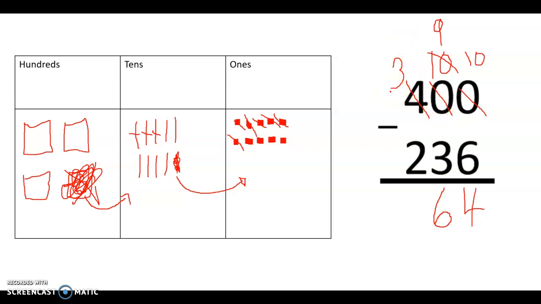And now I have 300s. Well, now I'm taking away 200s. So I'm going to cross out my 200. 3 minus 2 leaves me with 1. So 400 minus 236 equals 164.